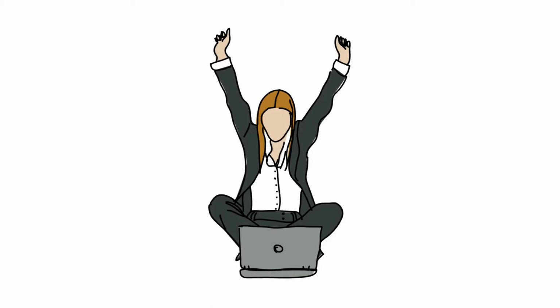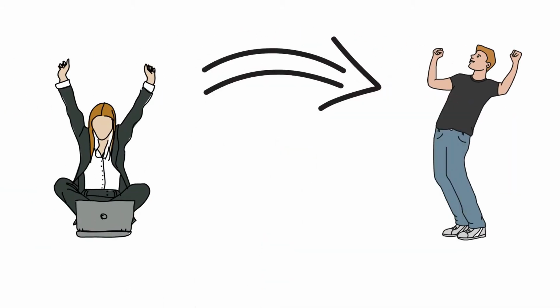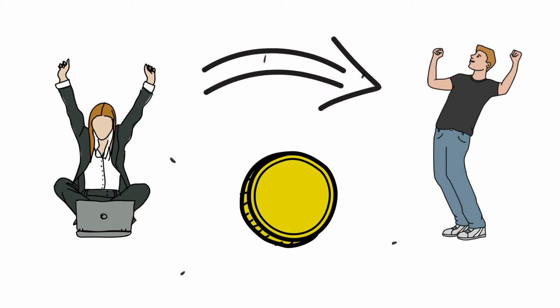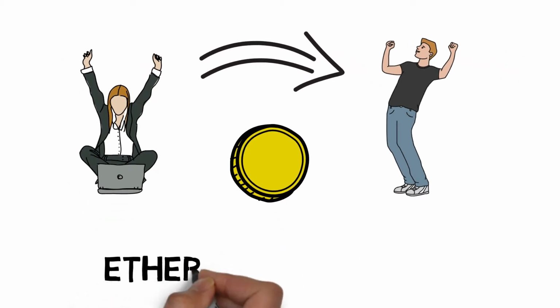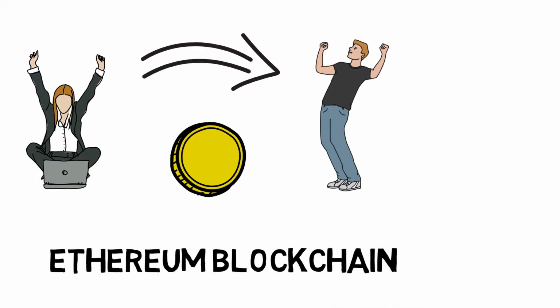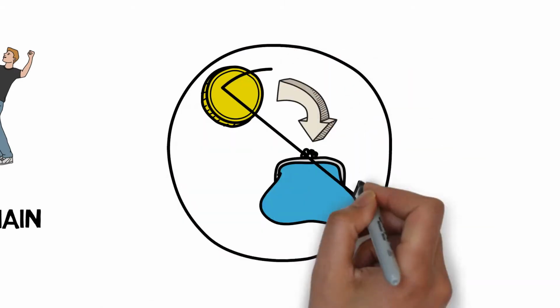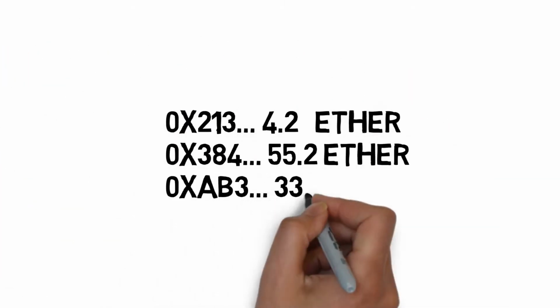This is Alice, and this is Bob. Alice wants to send Bob 1 Ether on the Ethereum blockchain. Now, one big misconception is that the Ether is stored inside a wallet. The Ethers are stored nowhere. What is stored in the blockchain is the amount or the balance of all addresses.